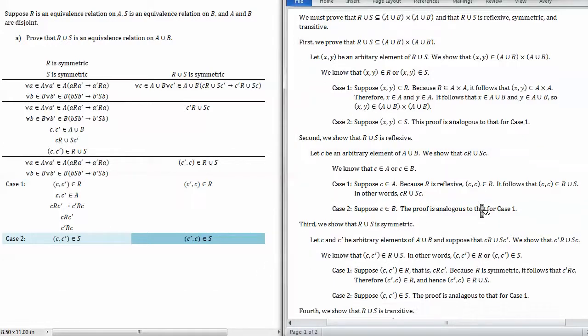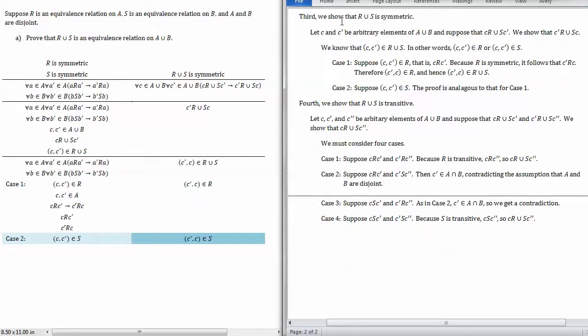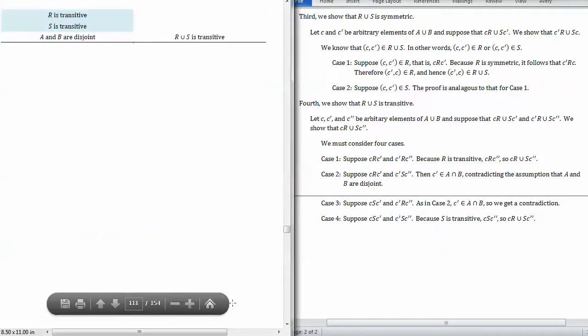Let me scroll down a little bit. So that was the proof that R union S is symmetric. Again, the proof for case 2 is analogous to that for case 1. And then finally, we're going to show that R union S is transitive. The end is in sight.